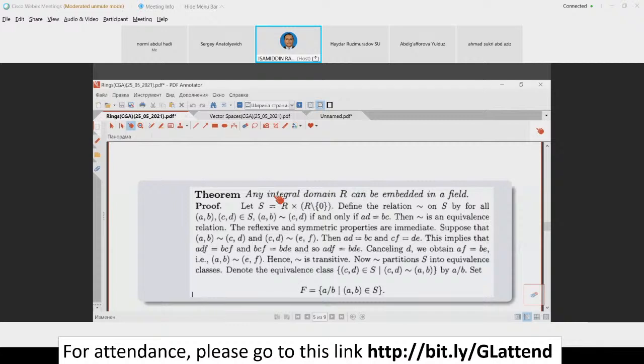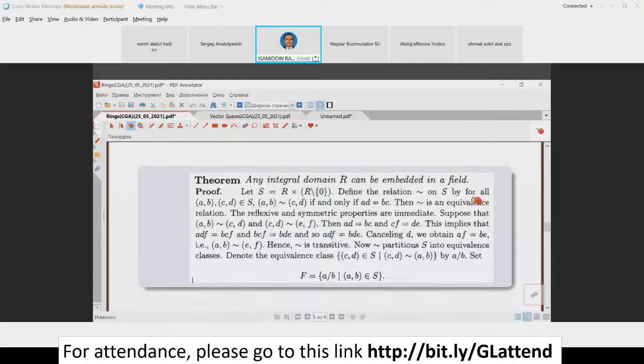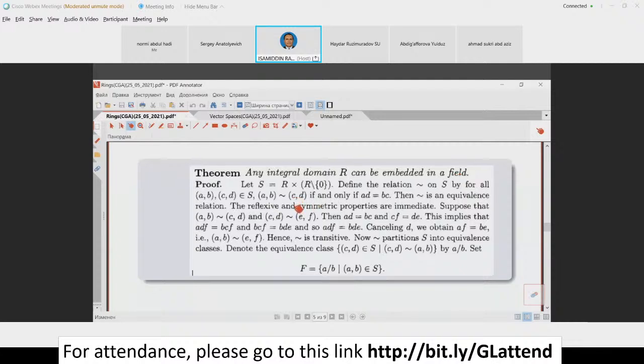If you have some integral domain R, then you can embed this integral domain in a field. That means all non-zero elements of R you can invert and then form a field. Then this R can be included in that field. This is a construction of that inclusion. It's called the embedding of R into a field.